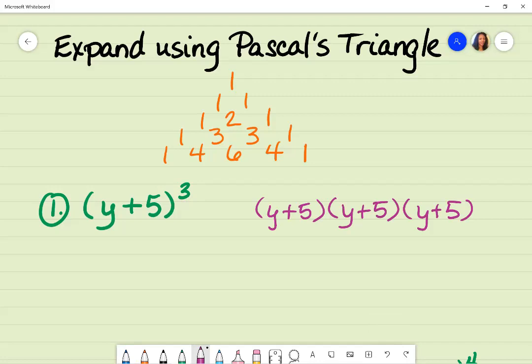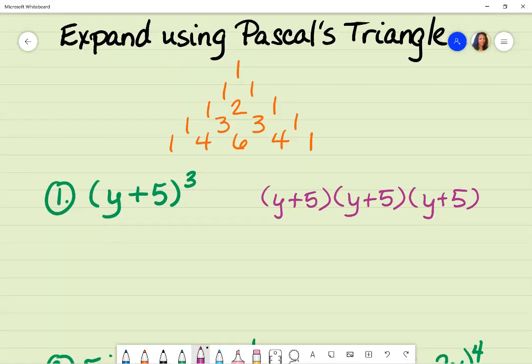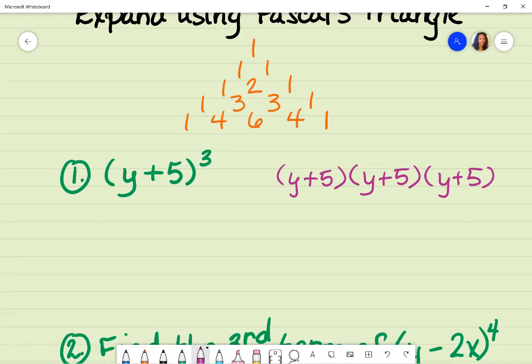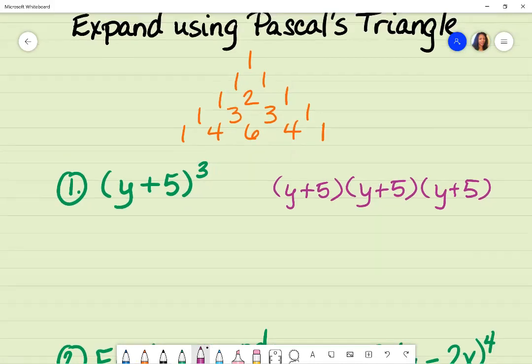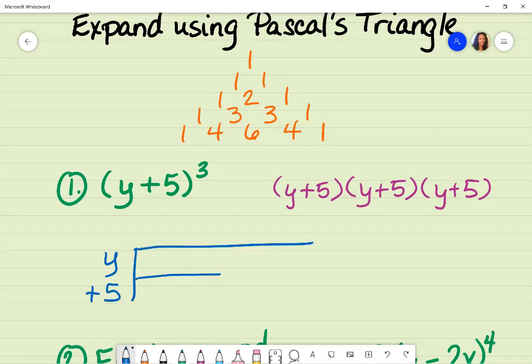You can either distribute it and use a box. You can use the box 2 times. You can distribute it 2 times, whatever works for you. But since this set of directions specifically says to use Pascal's triangle, that's what we're going to do. And the way I use it is y plus 5, which is what's in the parentheses. And above it, I use my row for the exponent that's shown.